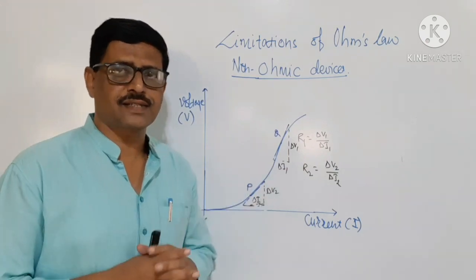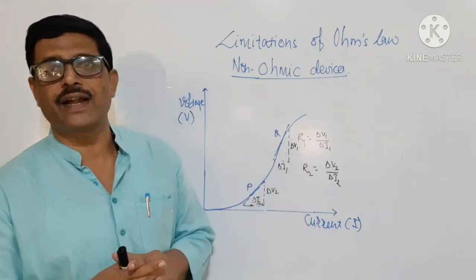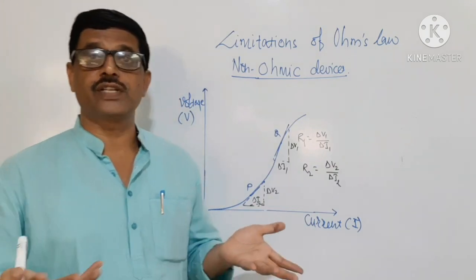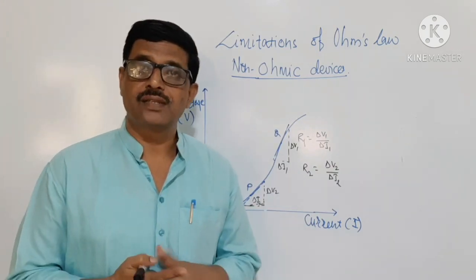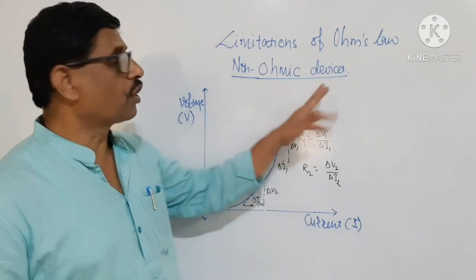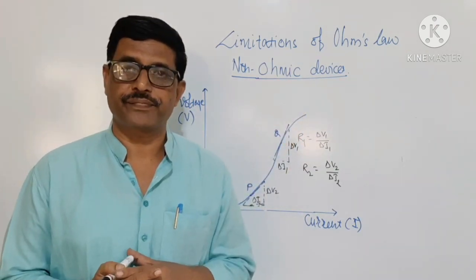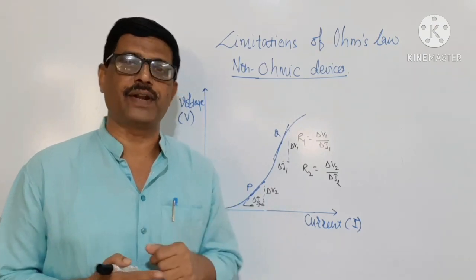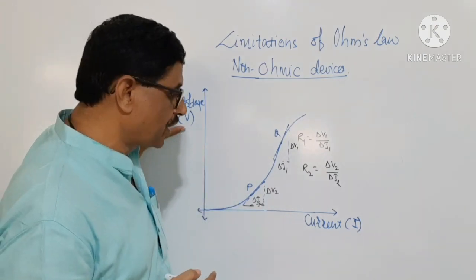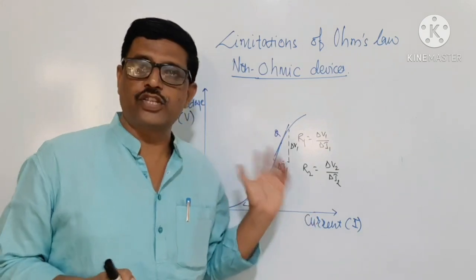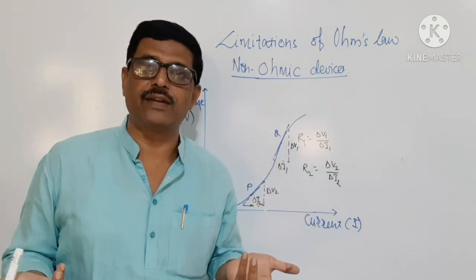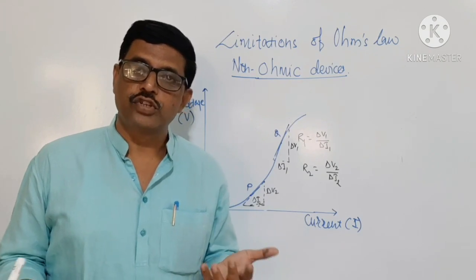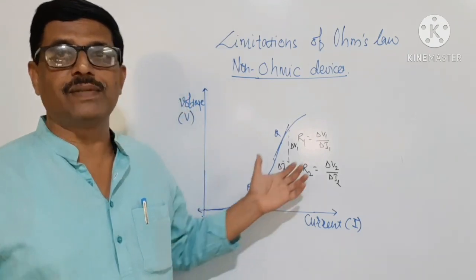There are some devices such as liquid electrolytes, semiconductor devices, vacuum tubes, in which Ohm's law is not obeyed at all. Such devices are called as non-ohmic devices. In non-ohmic devices, if you plot a graph between a potential difference voltage and a current, nature of graph will not be a straight line, it will be a curve. And slope of the graph at every point will be different.